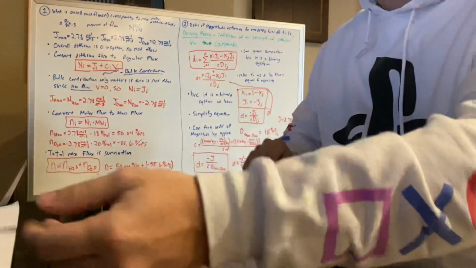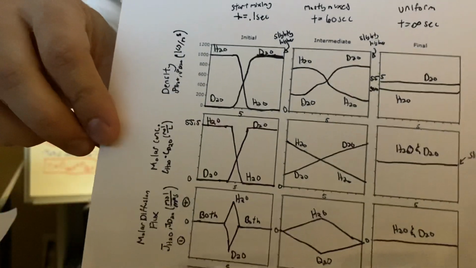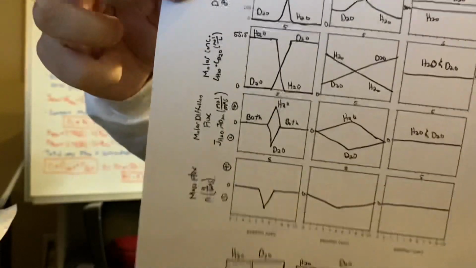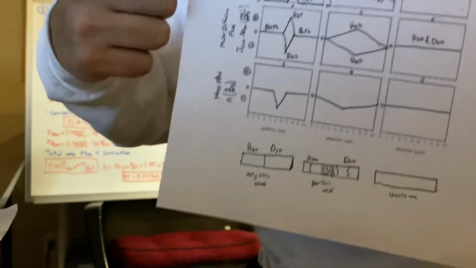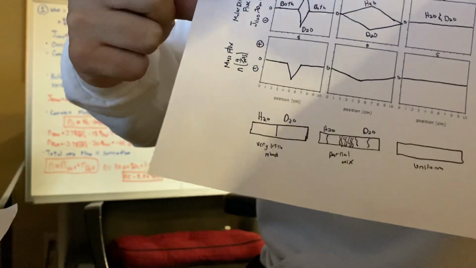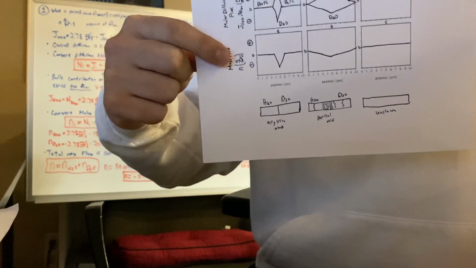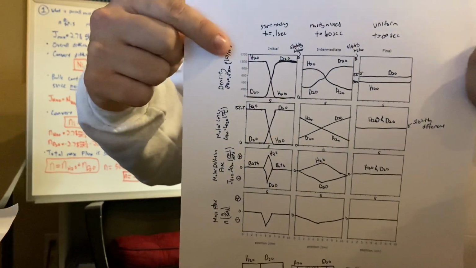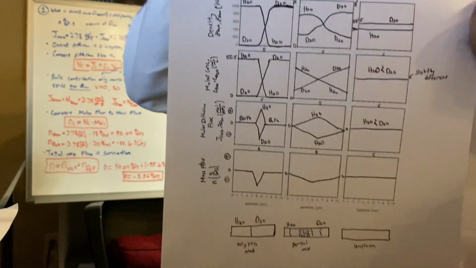Now, using this information, we will look at some of the graphs that we were asked to solve for question 3. You should see most of them here. I'll go through and discuss how these work and what they apply to: the density, the molar concentration, molar diffusive flux, and the mass flux of the system over time, with t equaling 0.1 seconds, t equaling 60 seconds, and t equaling infinity seconds, which will eventually become uniform.